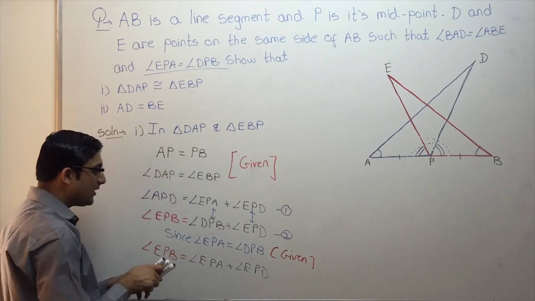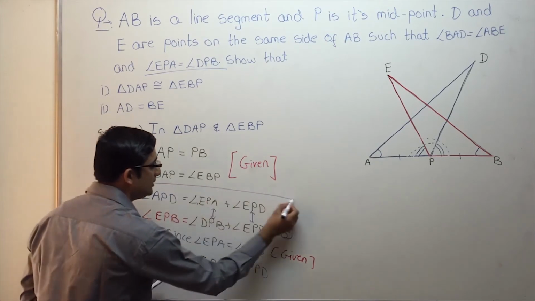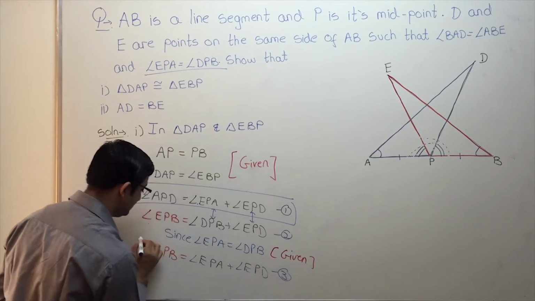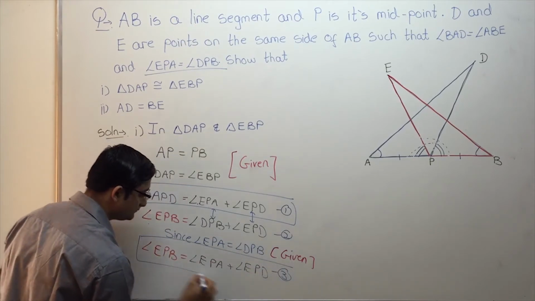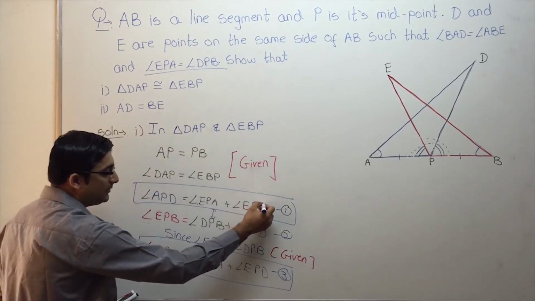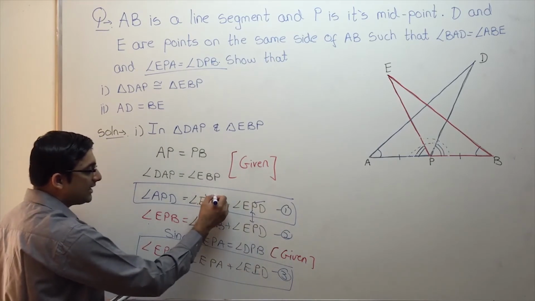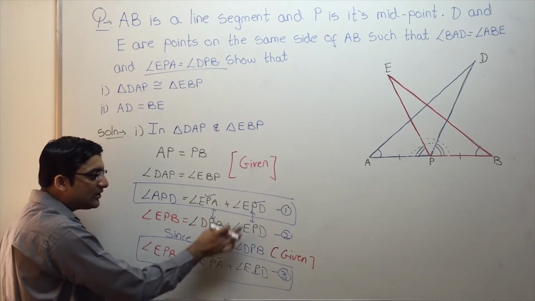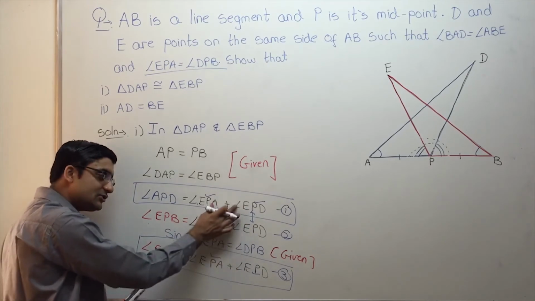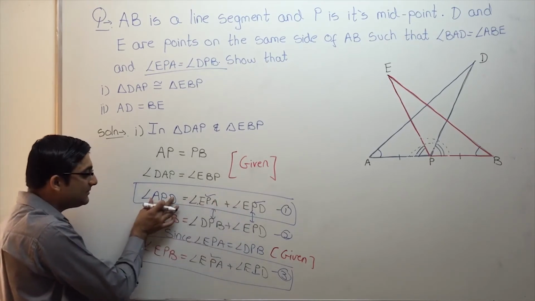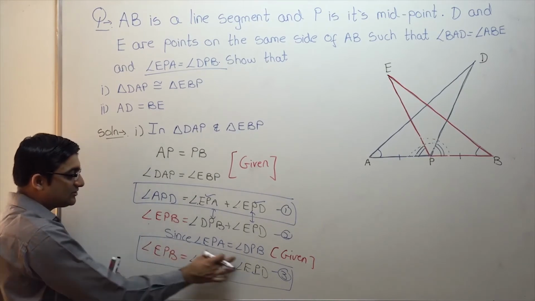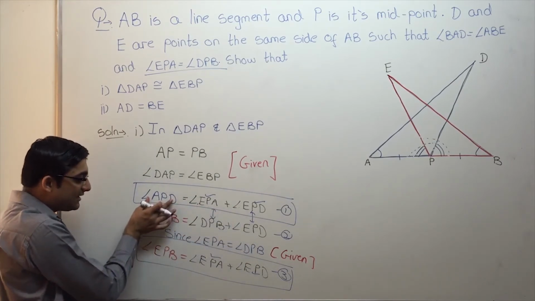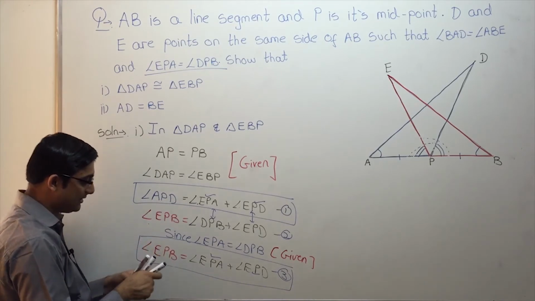Right? So now I want you to focus on these two equations. This equation over here and this equation over here. So see, angle EPD, angle EPD, angle EPA, angle EPA. So what do we observe? In both these equations, the right hand side is the same. So in two equations, whenever the right hand side is the same, the left hand side is also the same. Hence angle APD is equal to angle EPB.